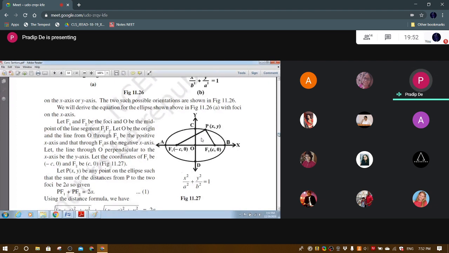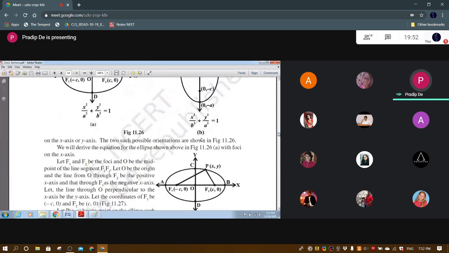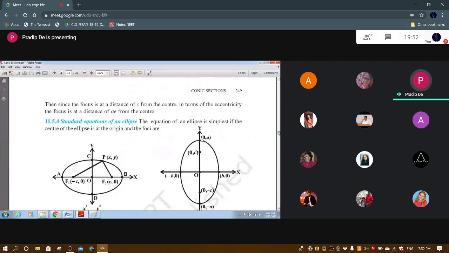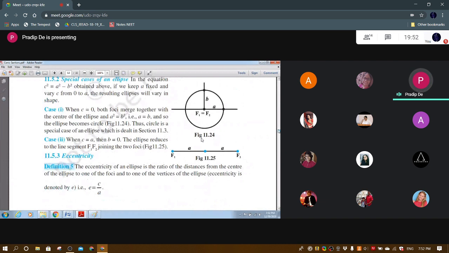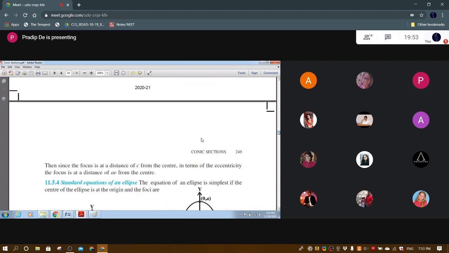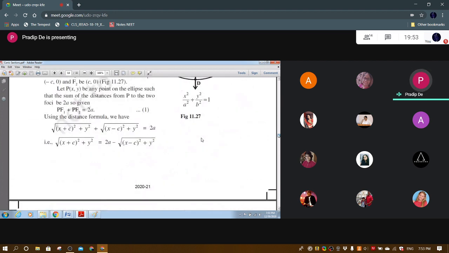So once E is defined, that E is equal to C upon A, now we can substitute the value of C. What was C? Root over A square minus B square. Just put the value of C here, and you get the value of E, the formula for E.